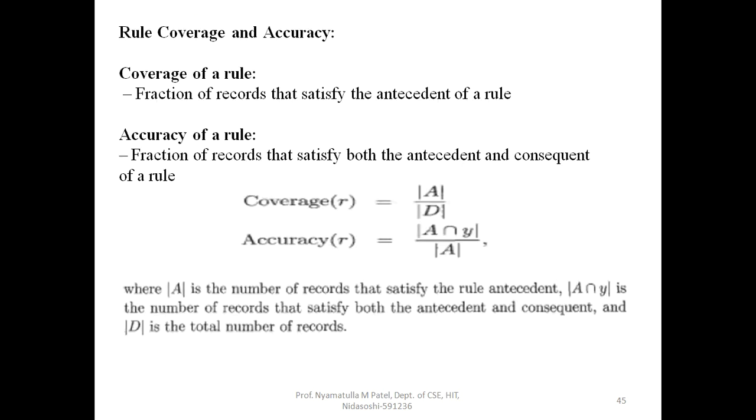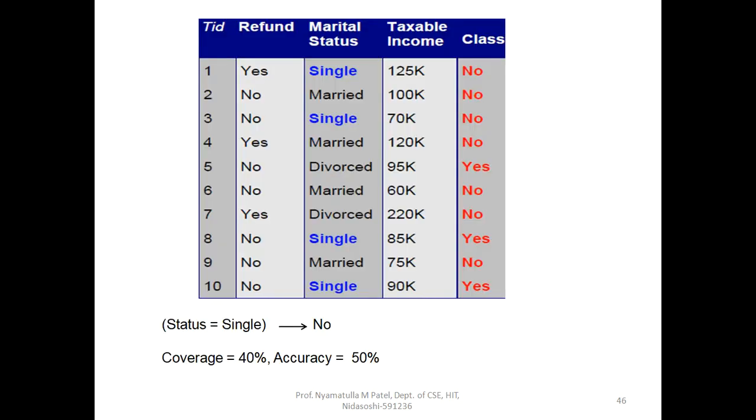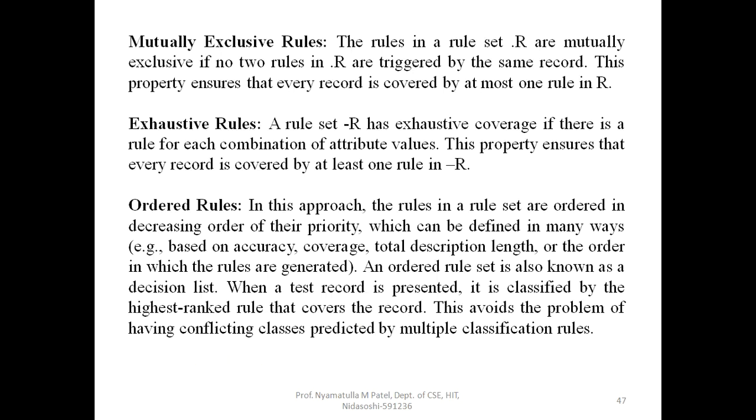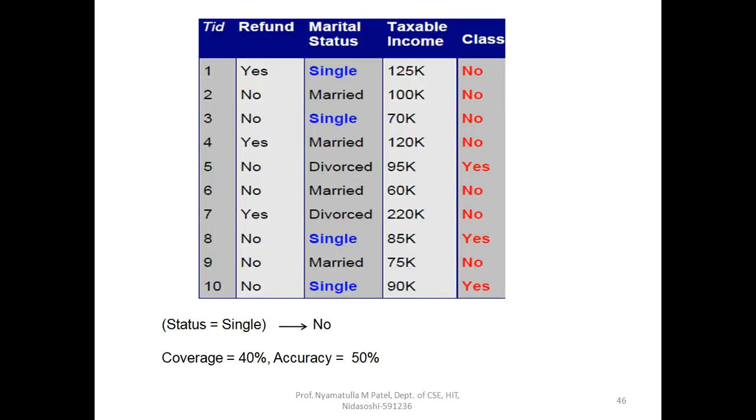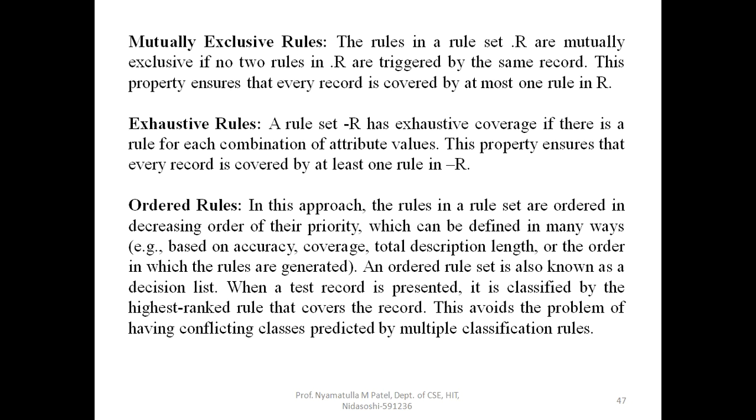Accuracy: what is accuracy? The number of records that satisfy both antecedent and consequent. The number of records that satisfy both over here is 5, divided by the number of records that satisfy the antecedent. So that is around 50%.